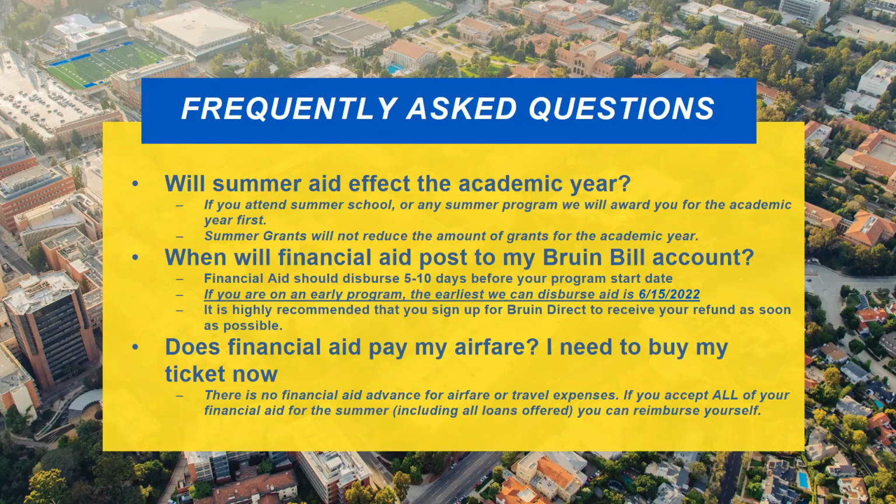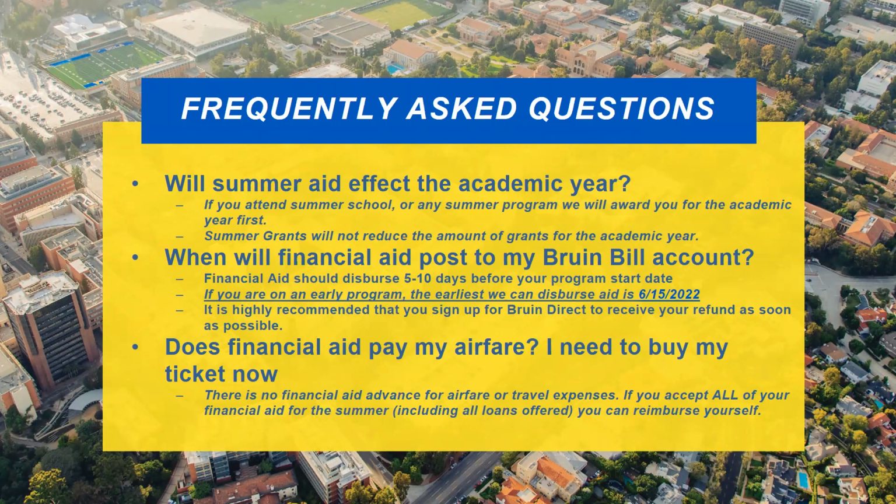Okay, here's a couple frequently asked questions. Will summer aid affect the academic year? So if you attend summer school or any summer program, we have to award your academic year first, and then we award the summer. And by that, what I mean is, like for loans, for your subsidized loan and your unsubsidized loan, we're going to award those to help cover your academic year.